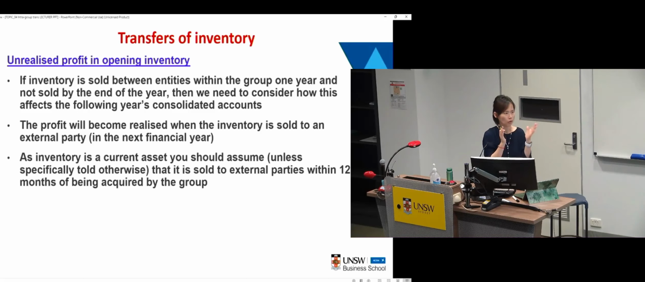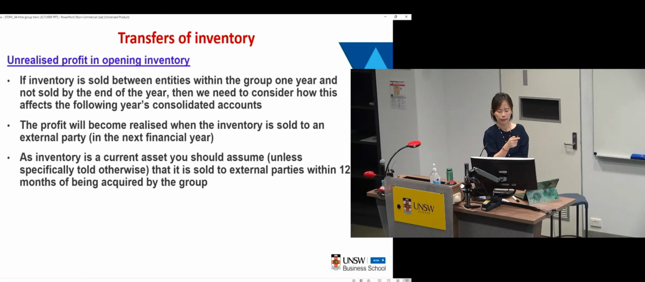Now you may ask, how do you know it's sold in year 23? Because inventory is a current asset. That is our reasonable assumption. We can always assume opening inventory will be sold by the end of the year, because inventory is a current asset. Unless you have been told otherwise, we should always make this assumption. Once the inventory is sold to an outside party in the following year, the unrealized profit at the beginning of the period will be realized by the end of the period.